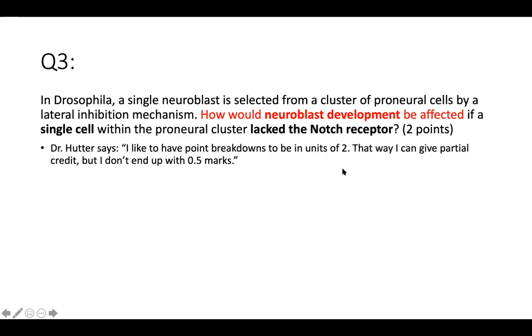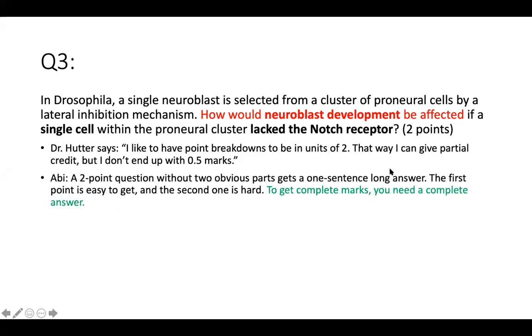And the reason for that is that Harold likes to not do partial marks. He doesn't approve of 0.5 marks. So he'll never have a 1 point question. It'll always be a 2 point question that you could get partially right. So when you see a 2 point question without 2 obvious parts, it gets a 1 sentence answer, sure, but the first point is easy to get, the second point is hard, and the difference is context and depth and nuance.